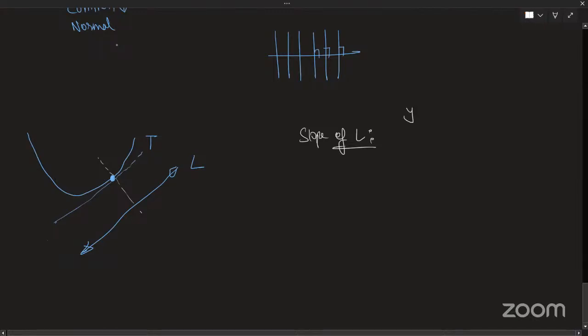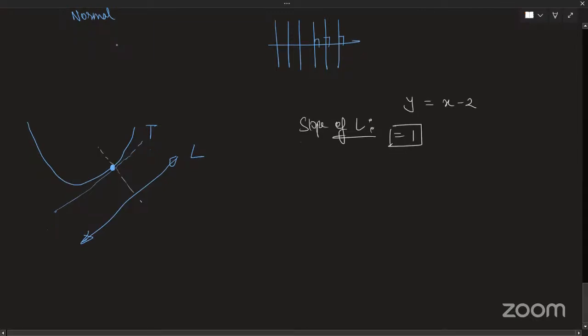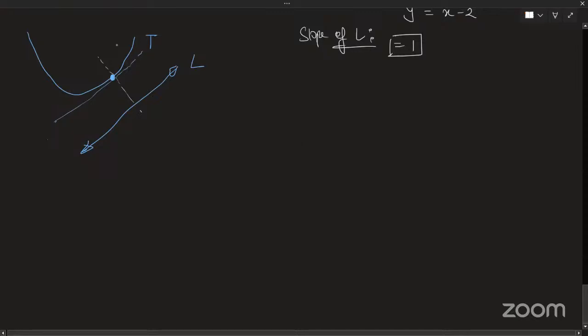Y is equal to x minus 2. What is the slope? Plus 1, sir. 1, right? Slope is 1. Okay. And an equation of a parabola is given to you: y is equal to x square plus 3x plus 2.